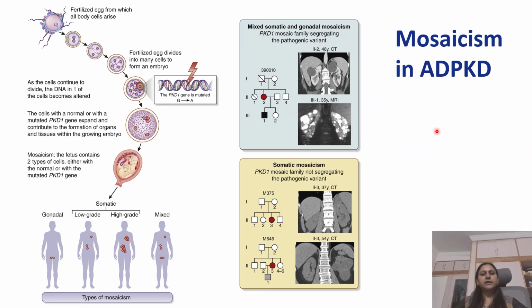Mosaicism is the other reason a case can look sporadic or atypical. If the PKD1 mutation arises after fertilization, only a fraction of the patient's cells carry it. The diagram shows gonadal, low and high grade somatic, and mixed patterns. Clinically, mosaicism tends to give milder or asymmetric disease and can be missed by standard sequencing because the variant is present at low allele fraction, so it may need deeper next generation sequencing to detect. Gonadal mosaicism is passed on to future generations, while somatic mosaicism is not. Recognize mosaicism when disease is unexpectedly mild, asymmetric, or apparently de novo.